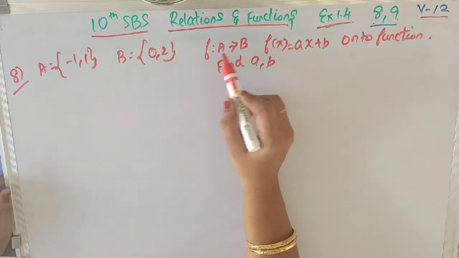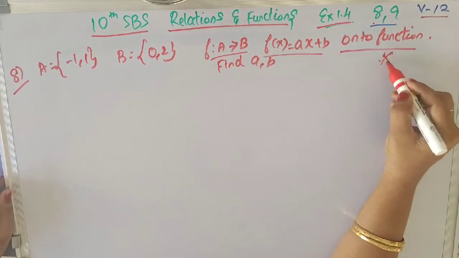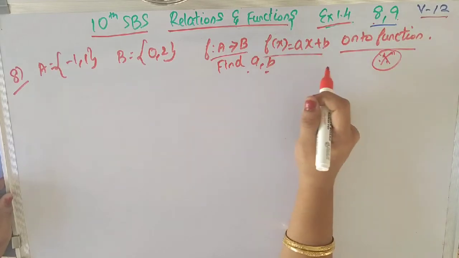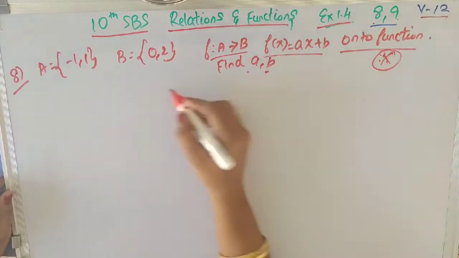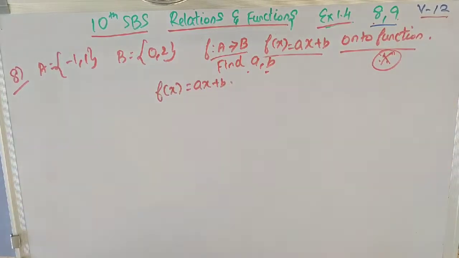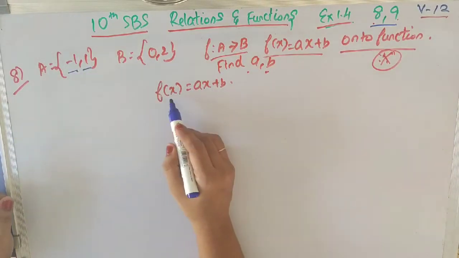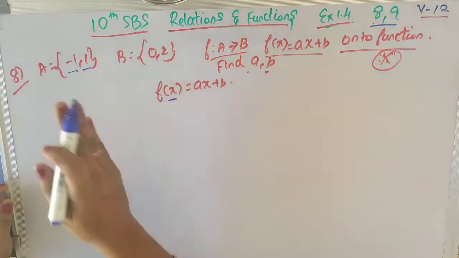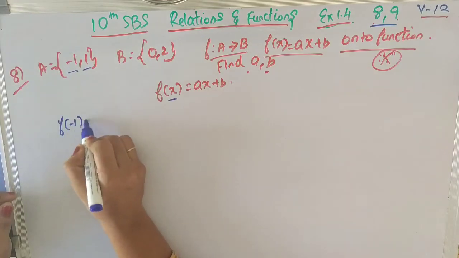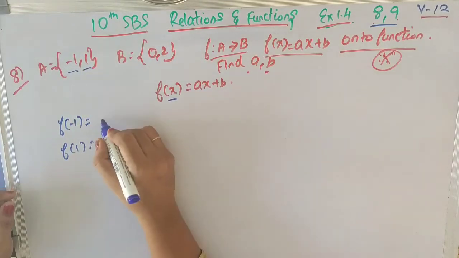Here the 8th question is A is equal to {-1, 1}, B is equal to {0, 2}. The function is A to B and it's given that the function is an onto function. We have to find a and b. Here the function f of x is given as ax plus b. Now we are going to substitute the A values -1 and 1 in f of x so that we can find the images of -1 and 1, that is f of -1 and f of 1.